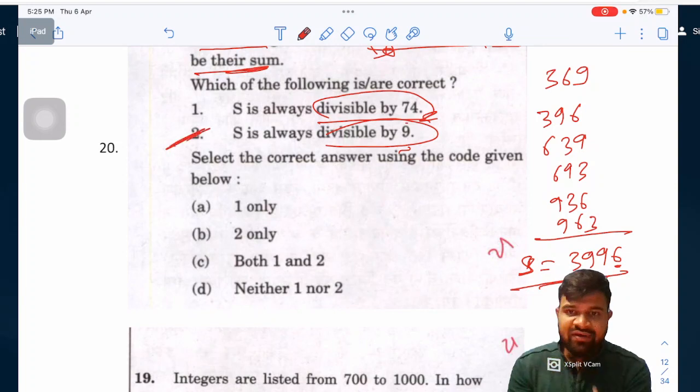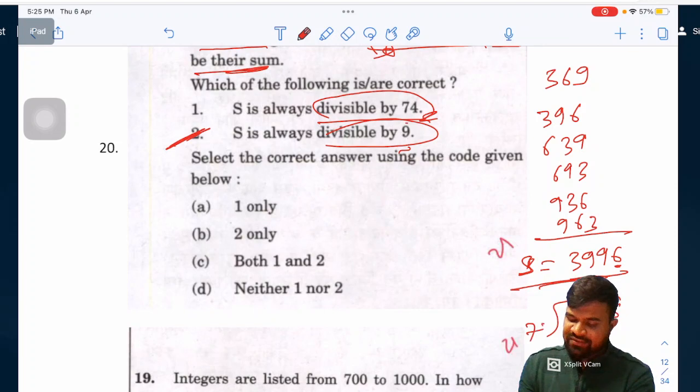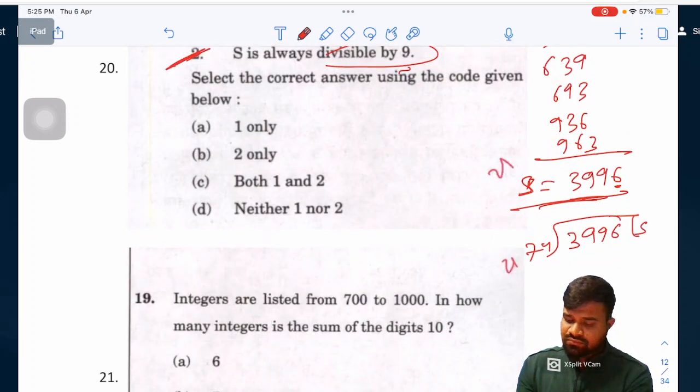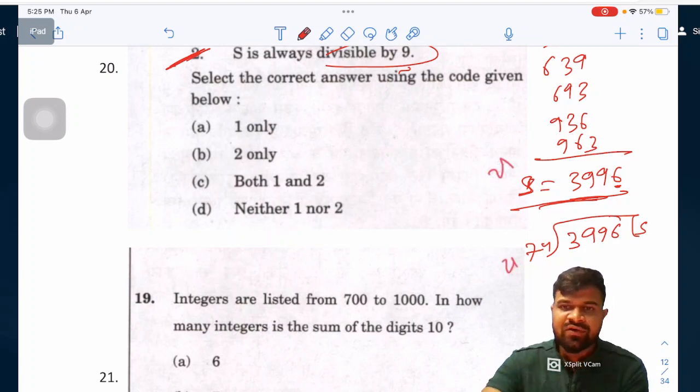Now, for 74, we don't have any divisibility rule. When we don't have any divisibility rule, what do we do? We will divide 3996 by 74. When you go for the division, you will find that 74 into 54 will give you this number.